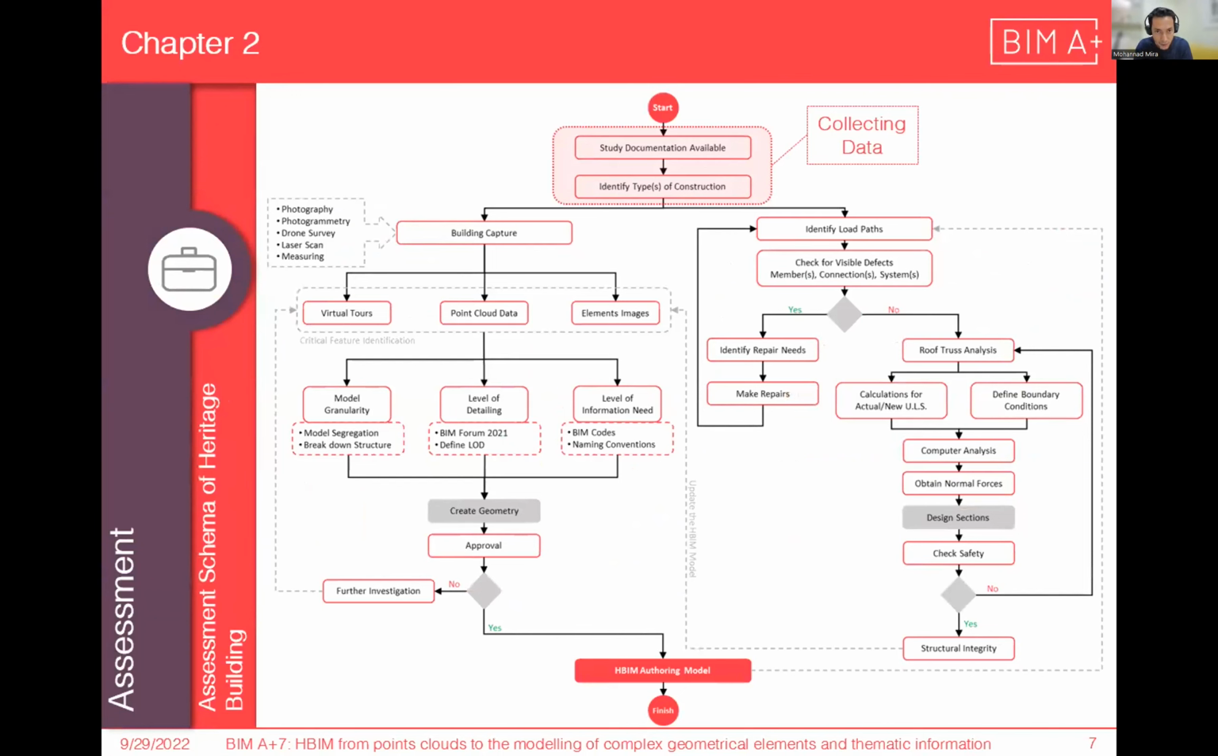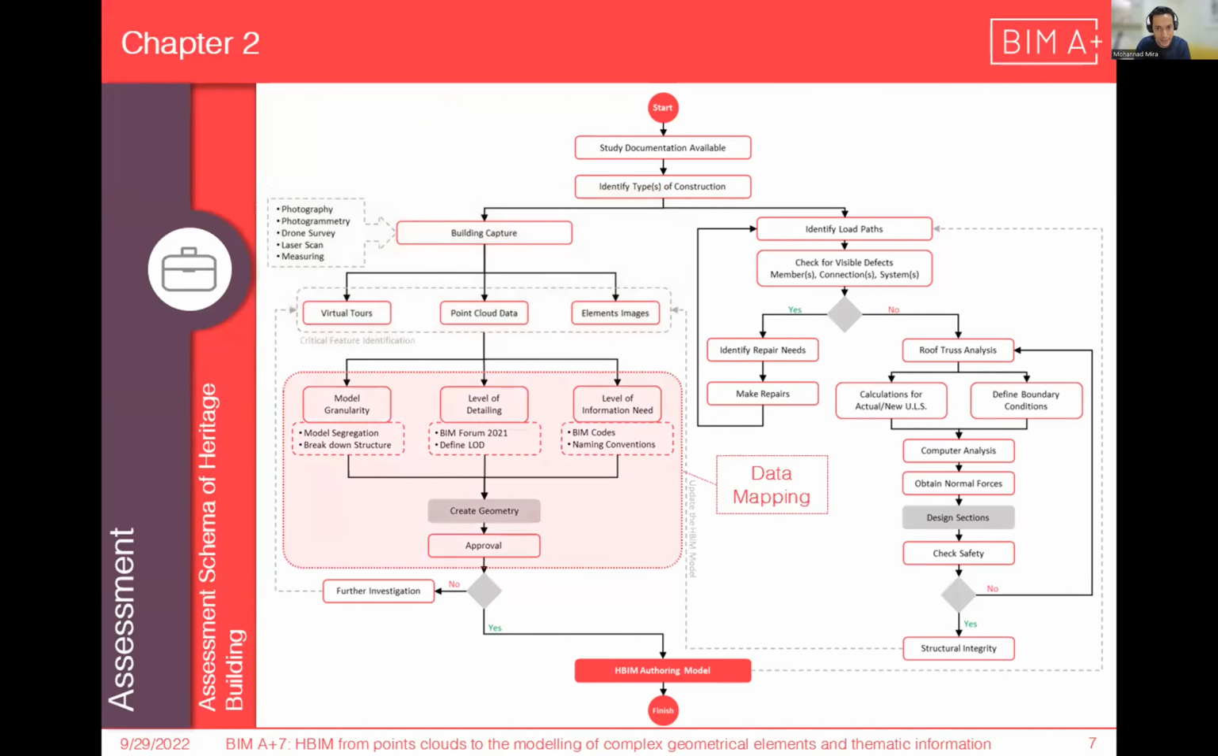The first one was collecting the data, by studying the documentation available and identifying the purpose of the building itself, the construction-wise of the building. The second phase was scan to BIM, which provides the photogrammetry, photography, drone survey, laser scan, and so on. Some measurements, of course. I needed to go there and take some measuring tapes by myself. And after capturing the whole building geometry, this data needs to be manipulated or mapped through a model authoring software like Revit.